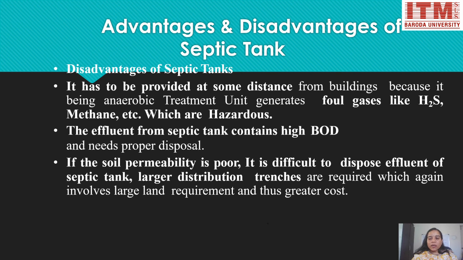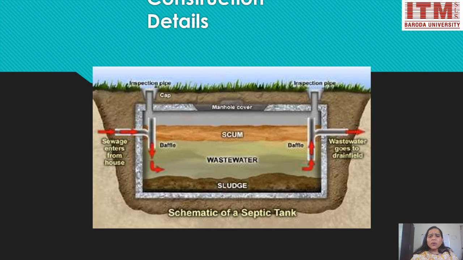But what are the disadvantages? It has to be provided at the far end, as we have discussed, because it's going to give you a foul smell of foul gases like H2S, methane, etc., which can be hazardous as well. And effluent from the septic tank contains higher BOD, and it needs proper disposal. If the soil permeability is poor, it is difficult to dispose of the effluent of the septic tank. Larger distribution trenches are required in that case, right? So with every system, advantages and disadvantages are there.